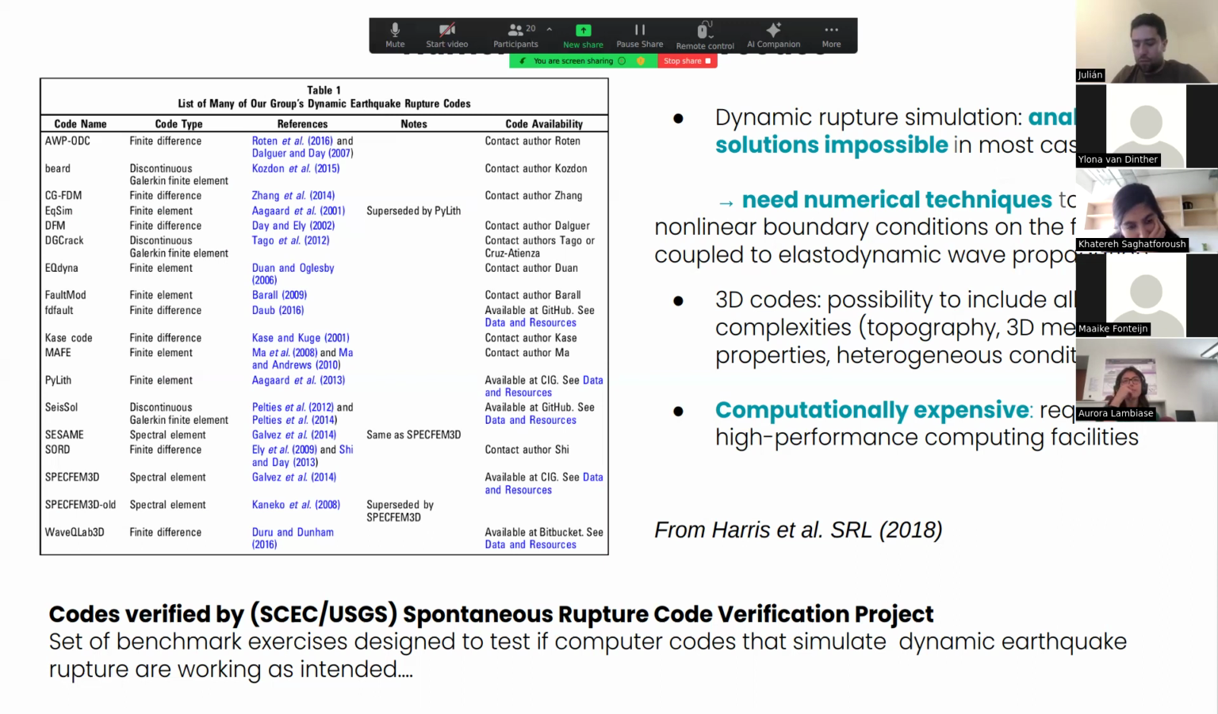So many of them are 3D codes, so we can include all kinds of complexities, such as topography, 3D medium properties, and heterogeneous conditions on the faults. And of course, because they are 3D, those dynamic rupture simulations are computationally very demanding and therefore require high performance computing facilities.